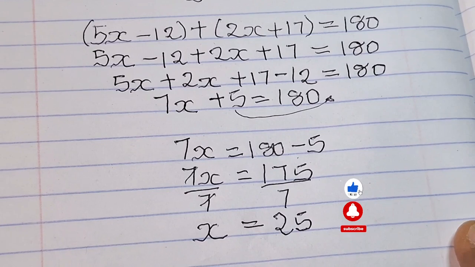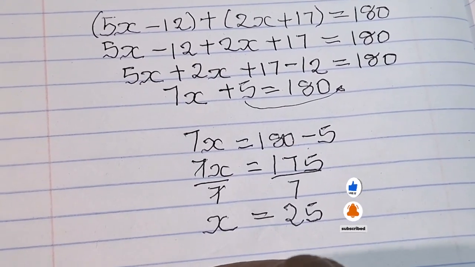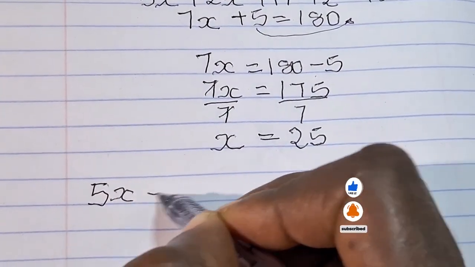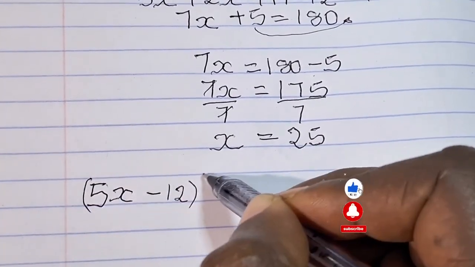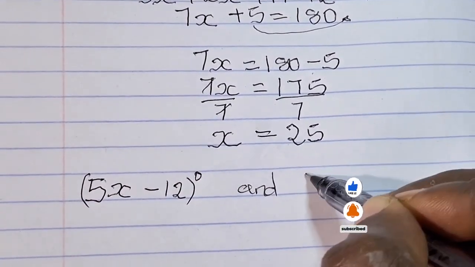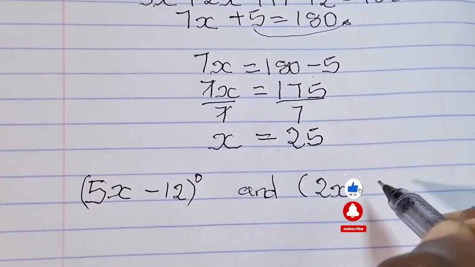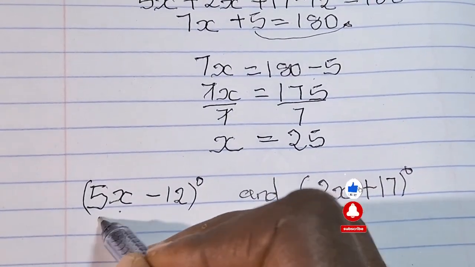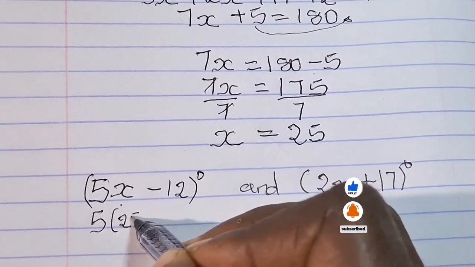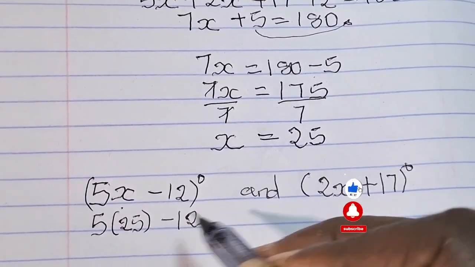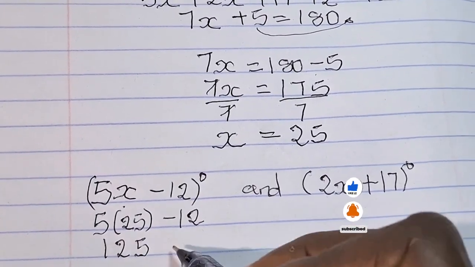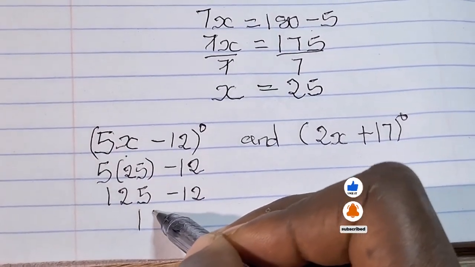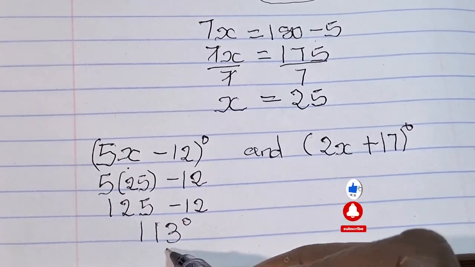But I'm supposed to find the acute angle. So I have two angles with the expression 5x minus 12 degrees and 2x plus 17 degrees. I'm going to substitute 25 here. So this is 5 into 25 minus 12. And what's that? 125 minus 12. And this is 113 degrees. Is this acute?